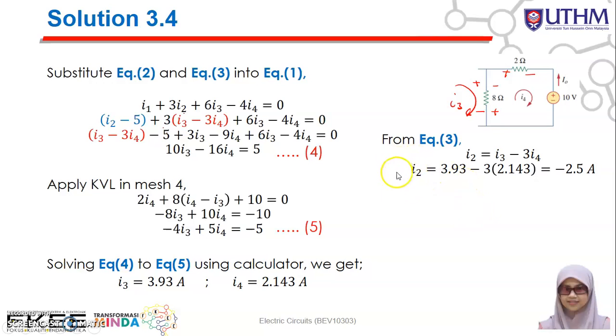And then once you have your I2, then only you can find your I1. I1 is equal to I2 minus 5. So here is negative 2.5 minus 5, which is equal to negative 7.5 ampere. So that's how you find the value of your mesh current.